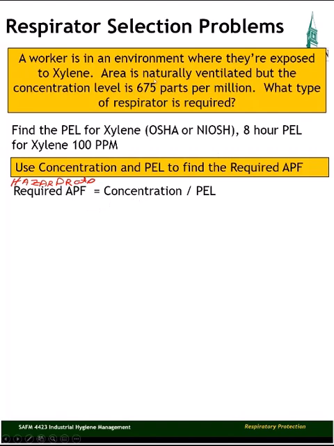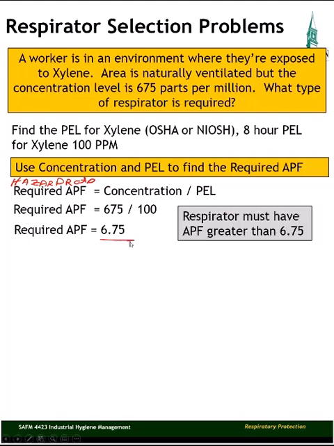Again, we take the concentration, 675 parts per million, divide it by the PEL, which is 100 parts per million. That tells us that we need a 6.75 APF or greater. The required APF, the hazard ratio, is 6.75. We must have a respirator that's 6.75 or greater. Again, most of your respirators, all your respirators that are commonly used in this day and age start at an APF of 10.